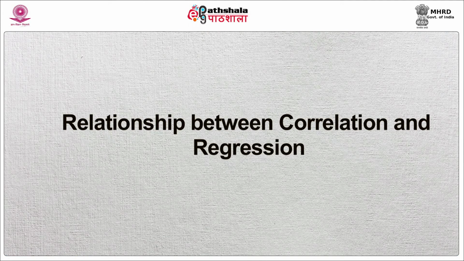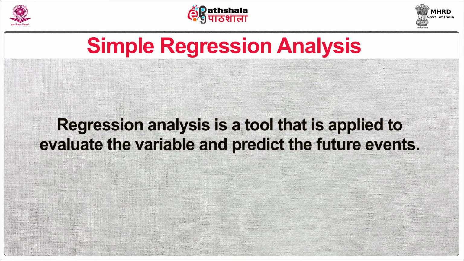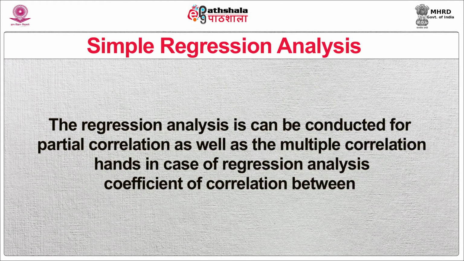Let's now take on the relationship between correlation and regression analysis. Regression analysis is a tool that is applied to evaluate the variable and predict future events. It defines the relationship of the correlation between the two variables, which are termed as independent or dependent variables. The regression analysis can be conducted for partial correlation as well as multiple correlation. And in the case of regression analysis, the coefficient of correlation between any two variables is termed the quantitative index of association between the variables. Now, when the coefficient of correlation is good, it is termed the coefficient of determination, which is actually the variance between the variables x and y.